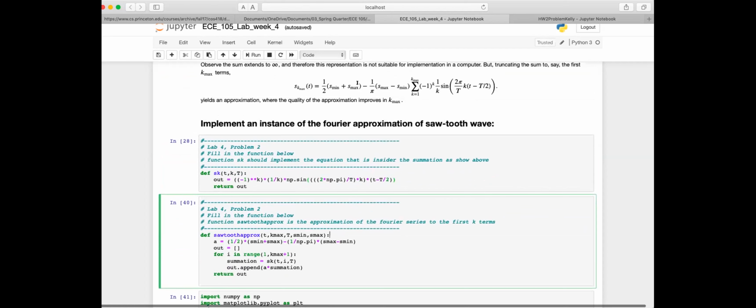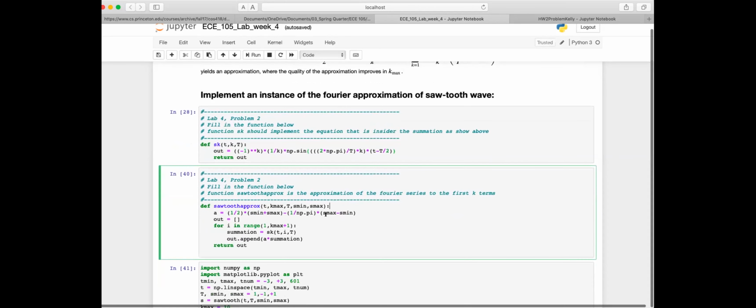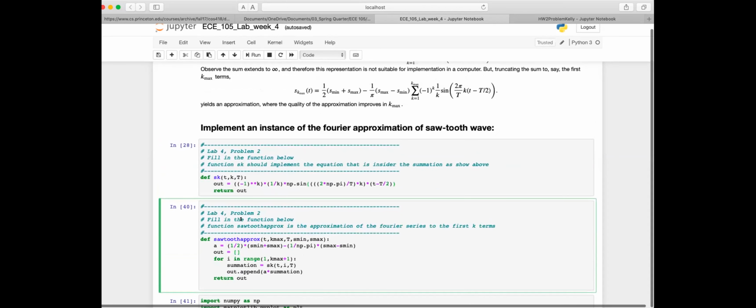A is equal to half times S min plus S max minus 1 over pi times S max minus S min. You don't need to write out equal to; you don't declare that. You can just write out is equal to, what do we have? I thought I needed to loop over all the values of K, but you can do that in a single line, right?